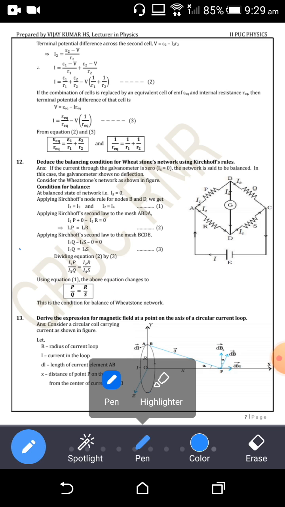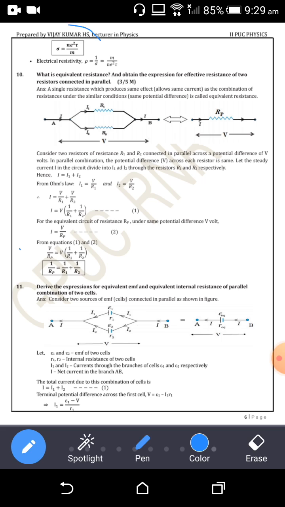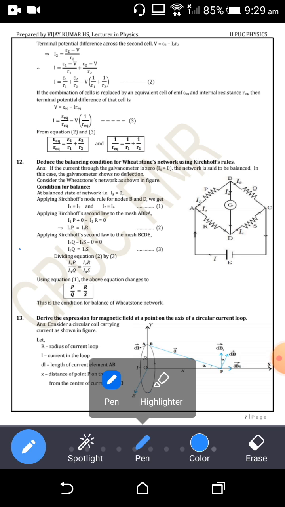This is an important question which they usually ask. It is a 5 mark question. The important 5 mark questions are: one is this one, second is the parallel combination of cells, and the last one is the Wheatstone network. Within these three, definitely you are going to get one question. So just go through it for a few minutes. It is a little bit difficult.